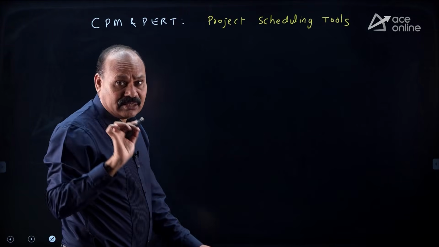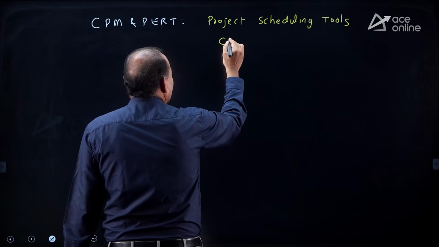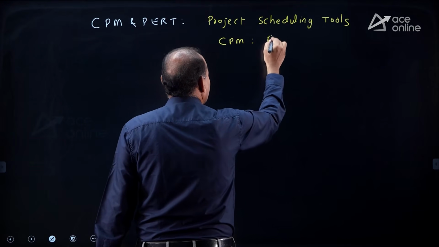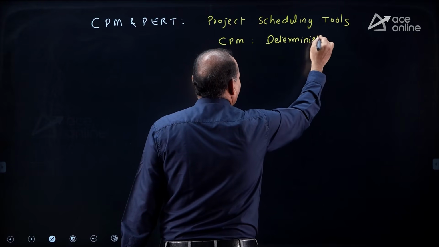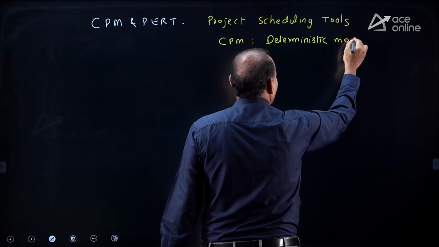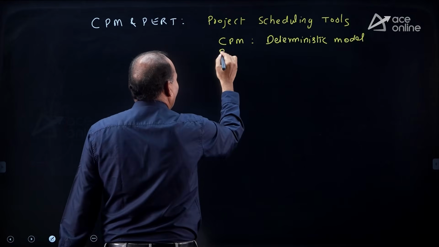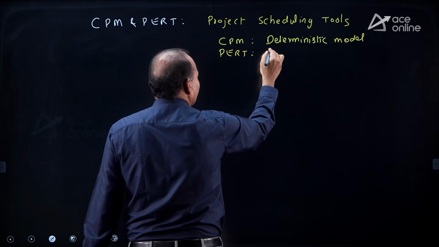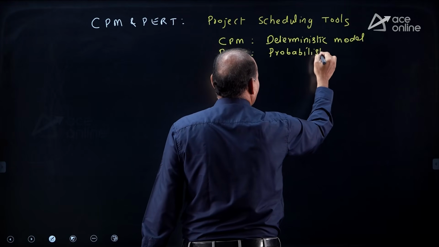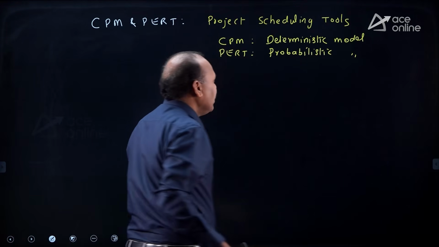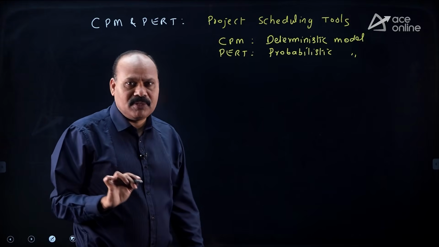Why do we have two techniques? CPM is meant for deterministic, and PERT is meant for probabilistic. Okay, CPM deterministic, PERT is probabilistic.